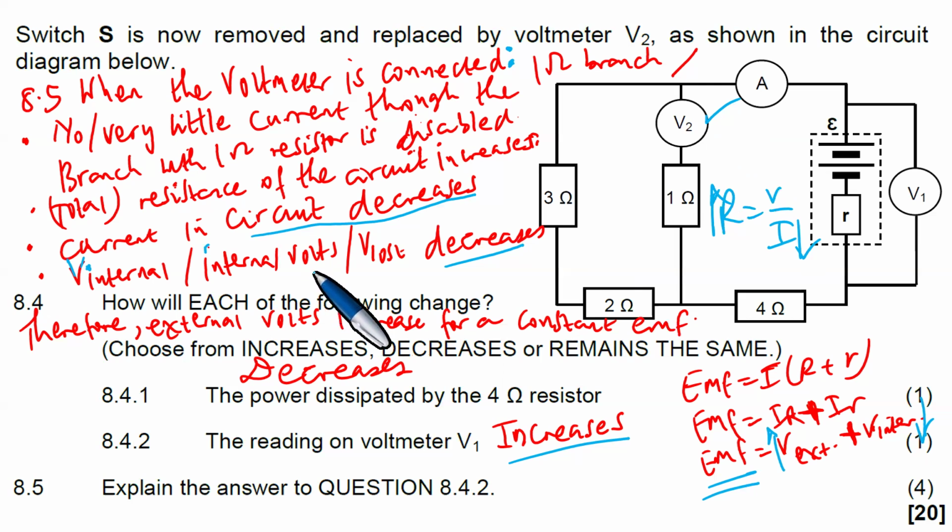Now, the current in the circuit decreases. Because the total resistance increases, the current will go down. Resistance increases, the current will go down. So the current in the circuit decreases when the resistance increases. The overall resistance externally increases, therefore the current in the circuit decreases.